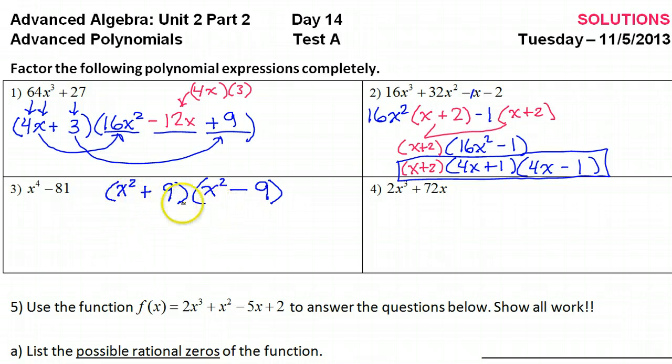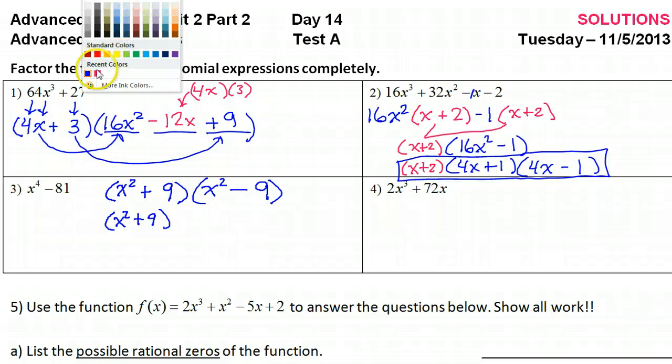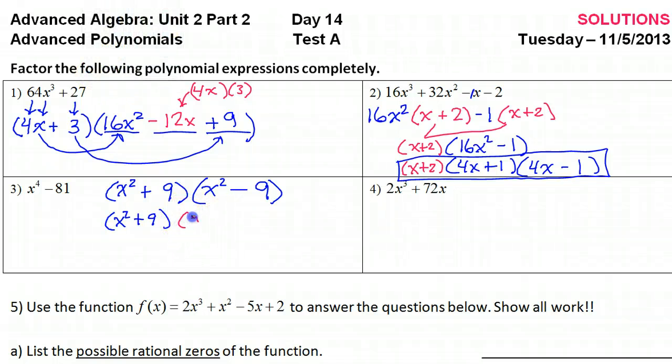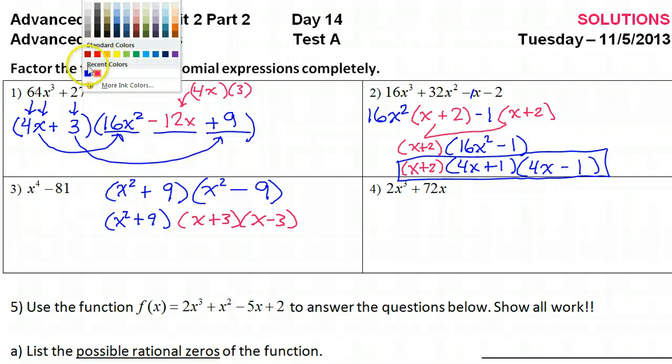Now, the x squared plus 9 is done. You cannot factor that further. But x squared minus 9 is the difference of two squares. So I can bring down this x squared plus 9, but the x squared minus 9 I will factor further as x plus 3, x minus 3. And that will be the final answer.